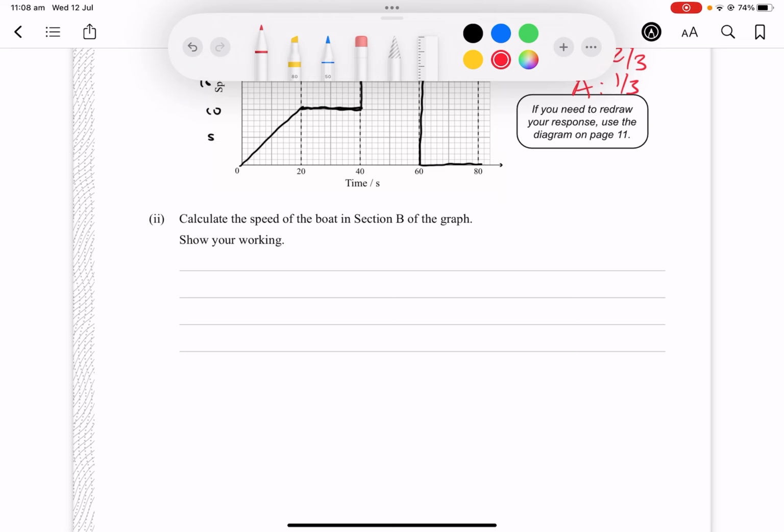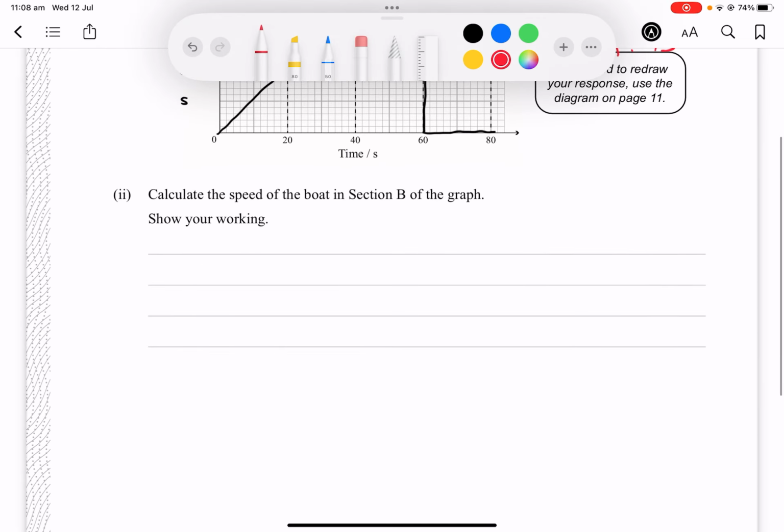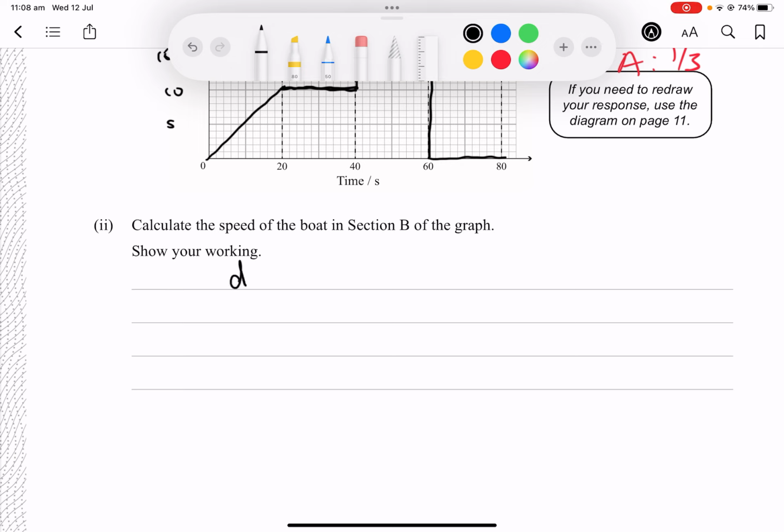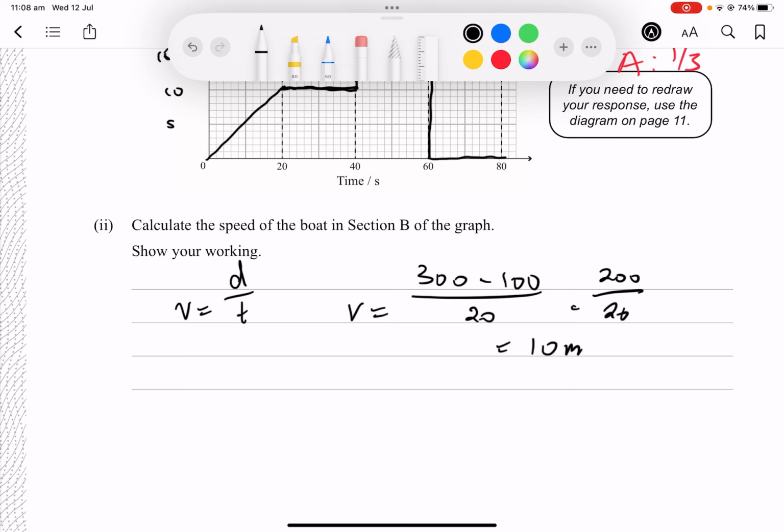We want to calculate the speed of the boat in section B of the graph. We've actually already done this in part 1 in order to draw a graph. So we know that for B, distance over time will give us the constant velocity. The velocity is going to be equal to 300 minus 100 over the time, which is 20 seconds. So this would be 200 over 20, which is equal to 10 meters per second. And this is an achieved level question for a correct calculation of the constant speed in section B.